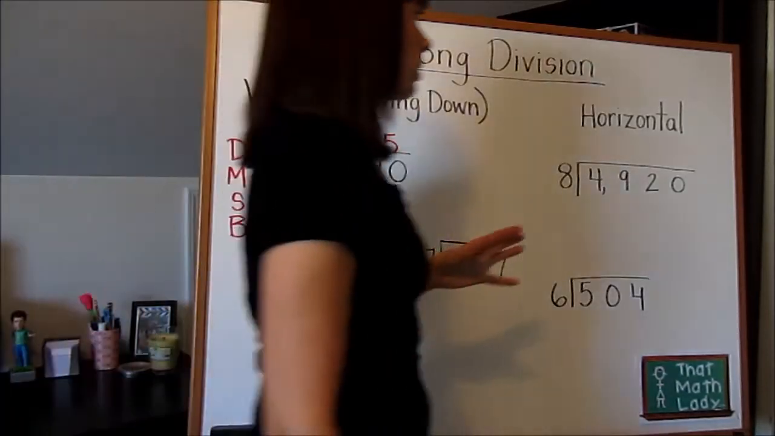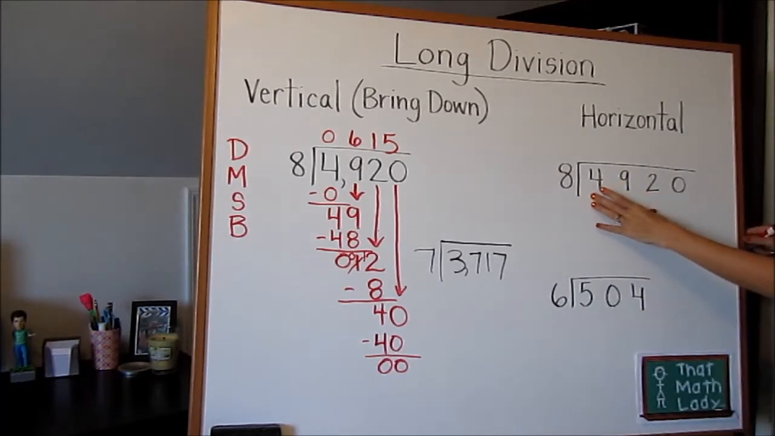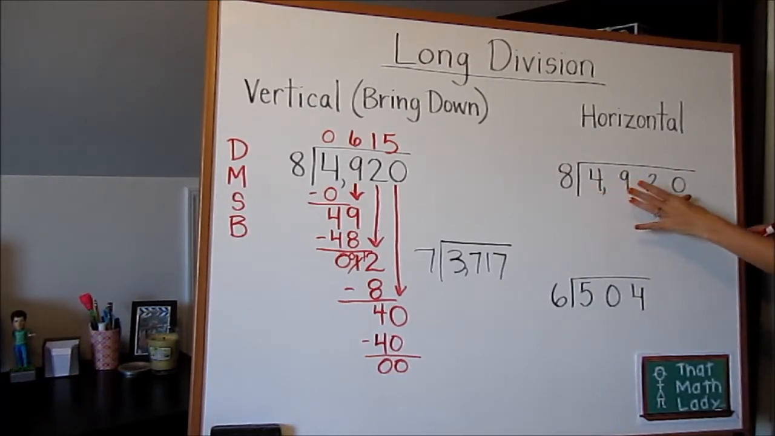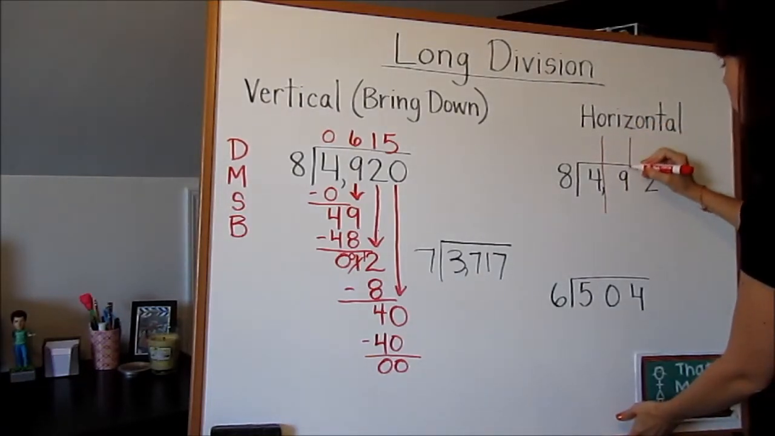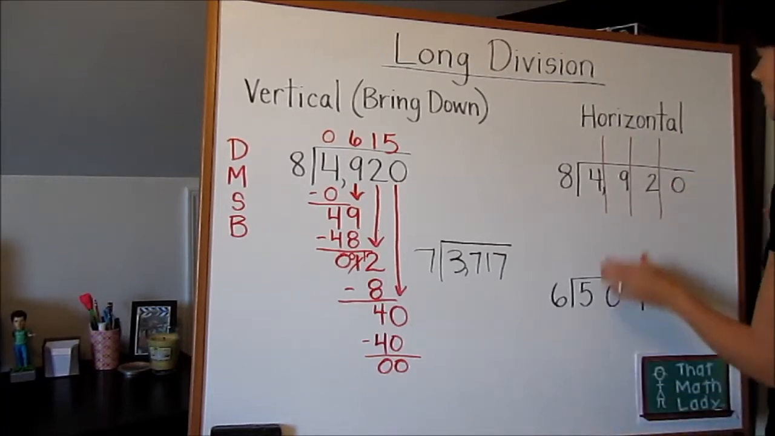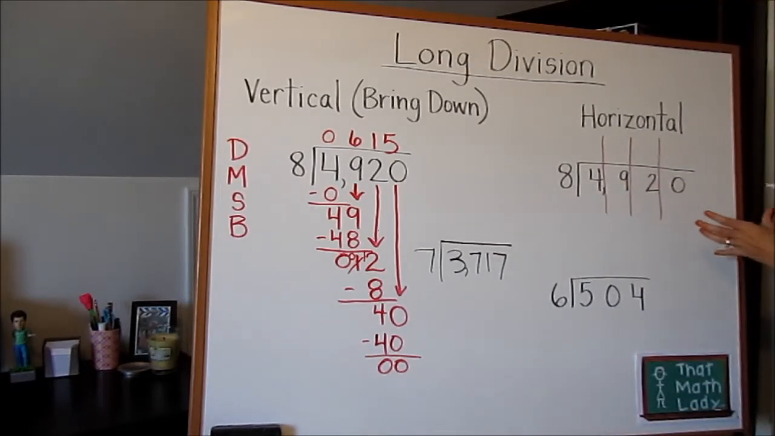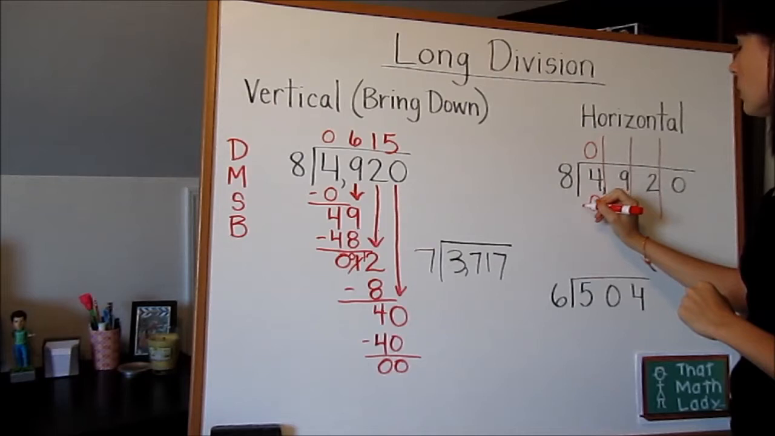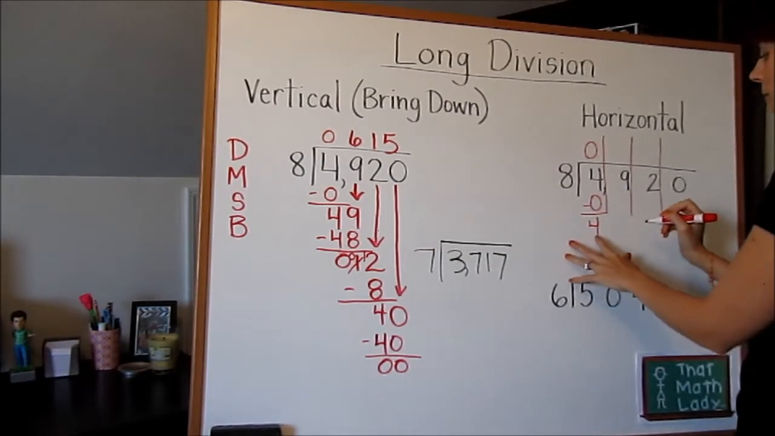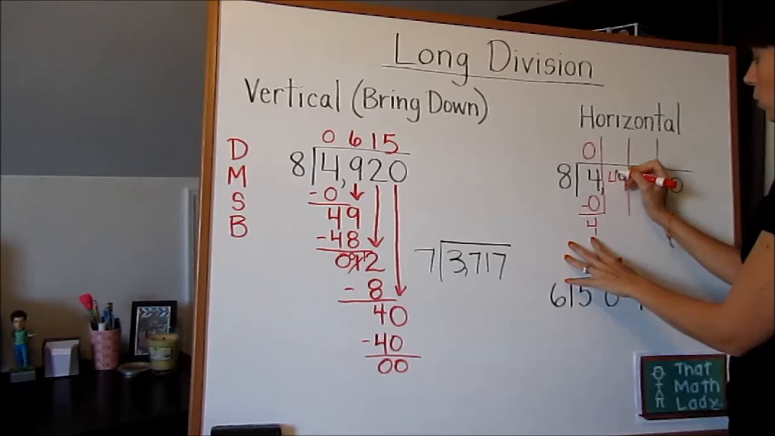Now for horizontal long division, notice my numbers in my dividend here are spread out. Okay? And one thing you can do is you can draw some vertical lines and kind of think of these numbers as separate, not one big number, not 4,920, but 4, 9, 2, and 0. And to multiply horizontally, you do kind of the same thing. 8 goes into 4 0 times. You put your 0 over here. 0 times 8 is 0. Subtract.